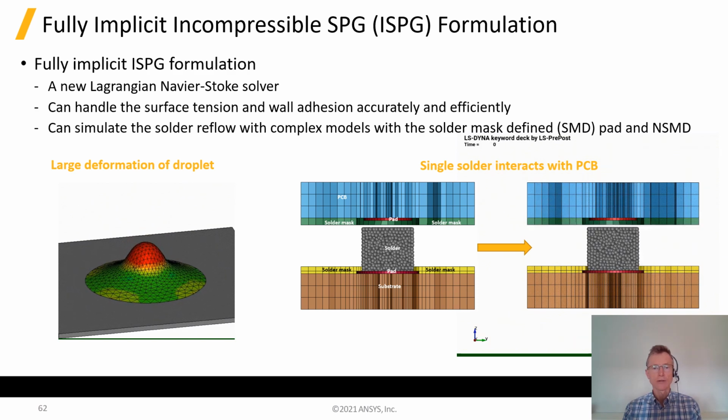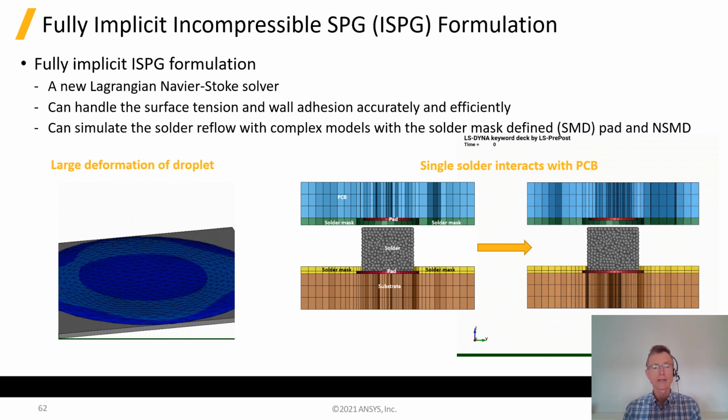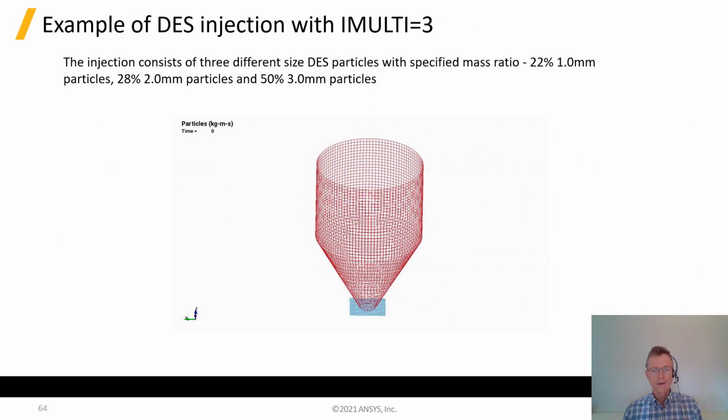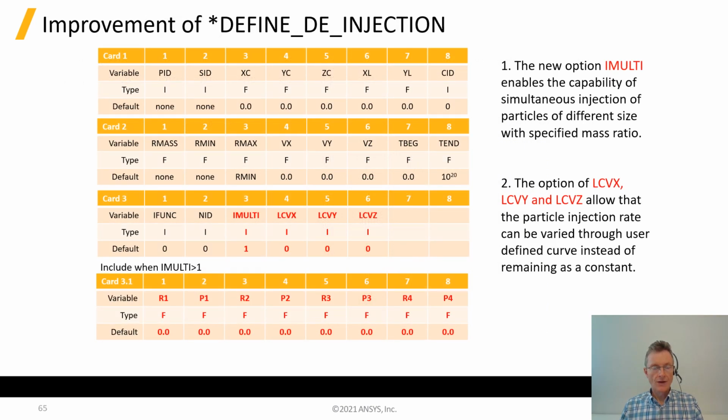SPG is very good at behaving like a liquid. It has a Navier-Stokes solver and it can model surface tension and wall adhesion forces. Here we're modeling a drop of solder. There are some improvements for discrete elements. You can now ask for a mix of different particle sizes to be injected, and the injection rate and direction can be controlled via load curves. And these new features are requested on the Define DE injection card.